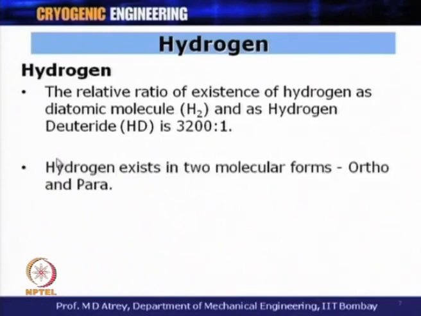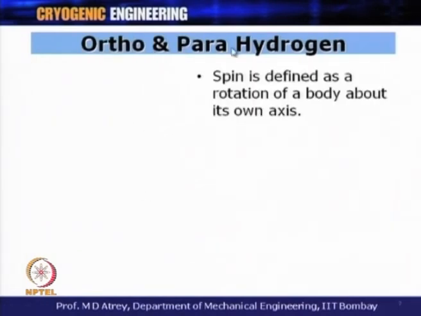Now, the important part about hydrogen is that it exists in 2 molecular forms, that is ortho and para. So, we have an ortho form and a para form. This is very important, and we will talk about these ortho and para forms of hydrogen in a little more detail in the coming slides. So, what is this ortho and para hydrogen? Well, before I go into ortho and para, I will talk about another parameter called spin, because from the definition of spin we understand what ortho hydrogen and para hydrogen are.